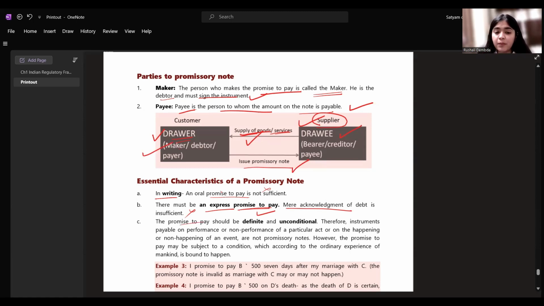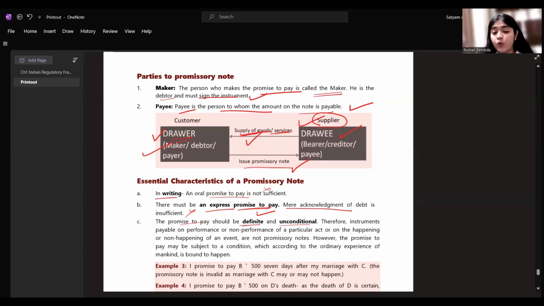Promise to pay should be definite and unconditional. It should be of a specified amount. It should be clear and definite. Unconditional: you can't put a condition that I'll pay you after 10 days, or that I'll pay you if the rain does not stop in our city. Or if someone dies, then only I'll pay you. There is no such condition to be put.